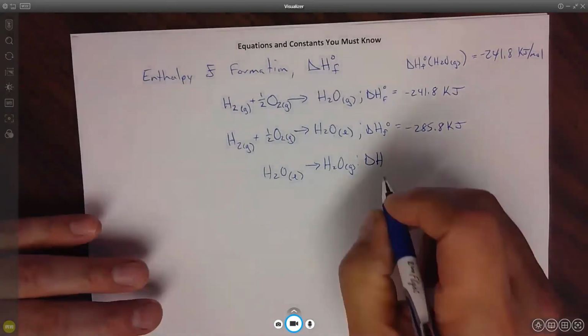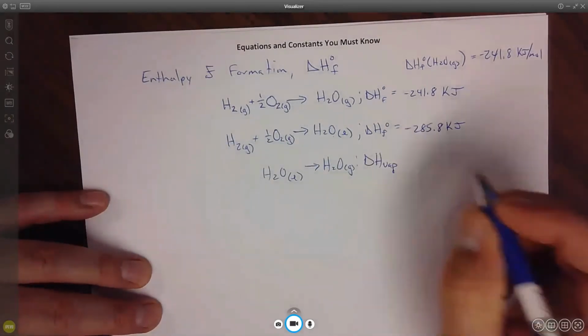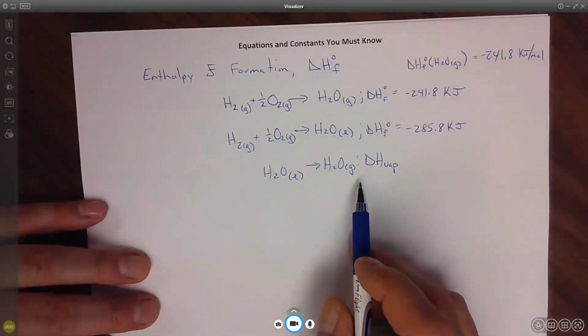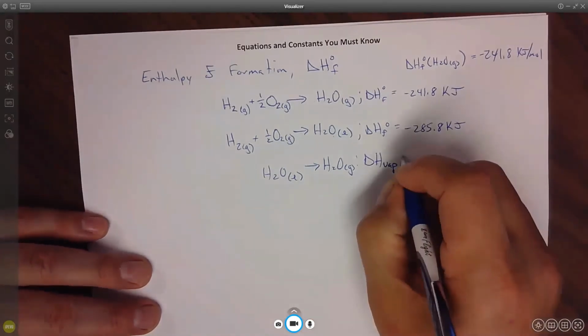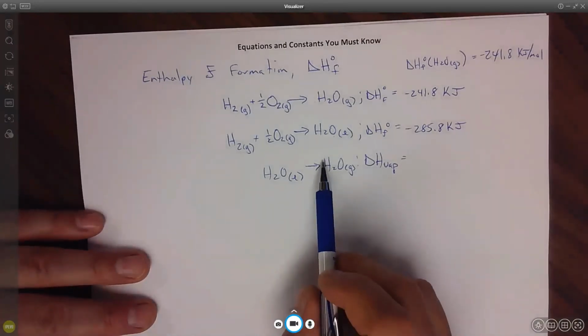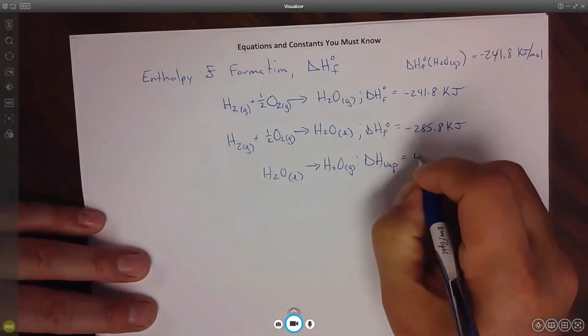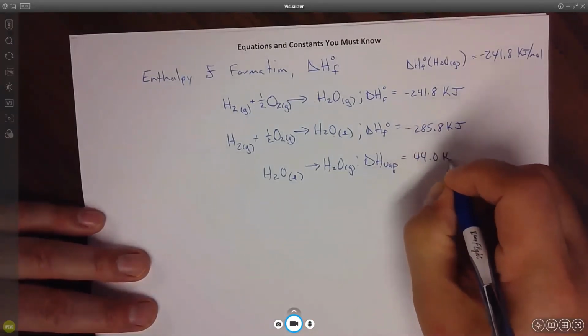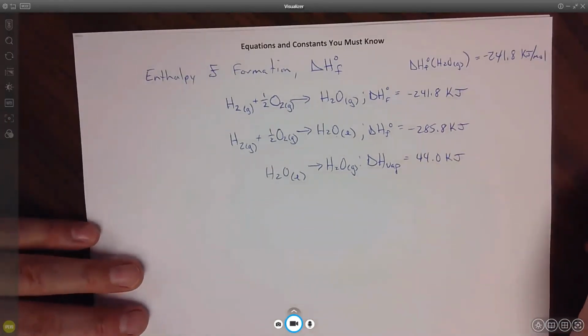Yes, thank you. So vaporization. So this would represent the enthalpy of vaporization. And for water, that would be equal to 44 kilojoules per mole. But in this case, again, because the mole is represented here, we just say 44 kilojoules. Okay.